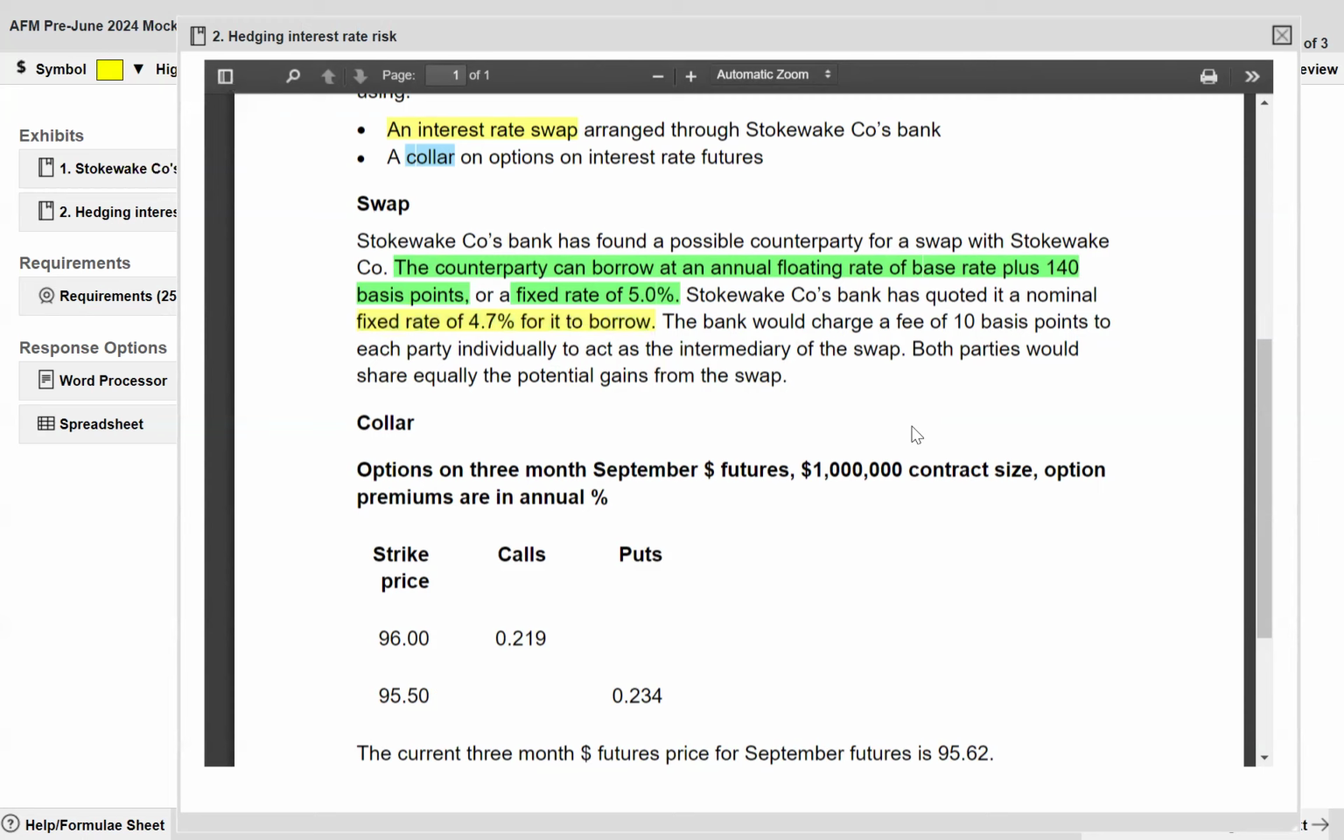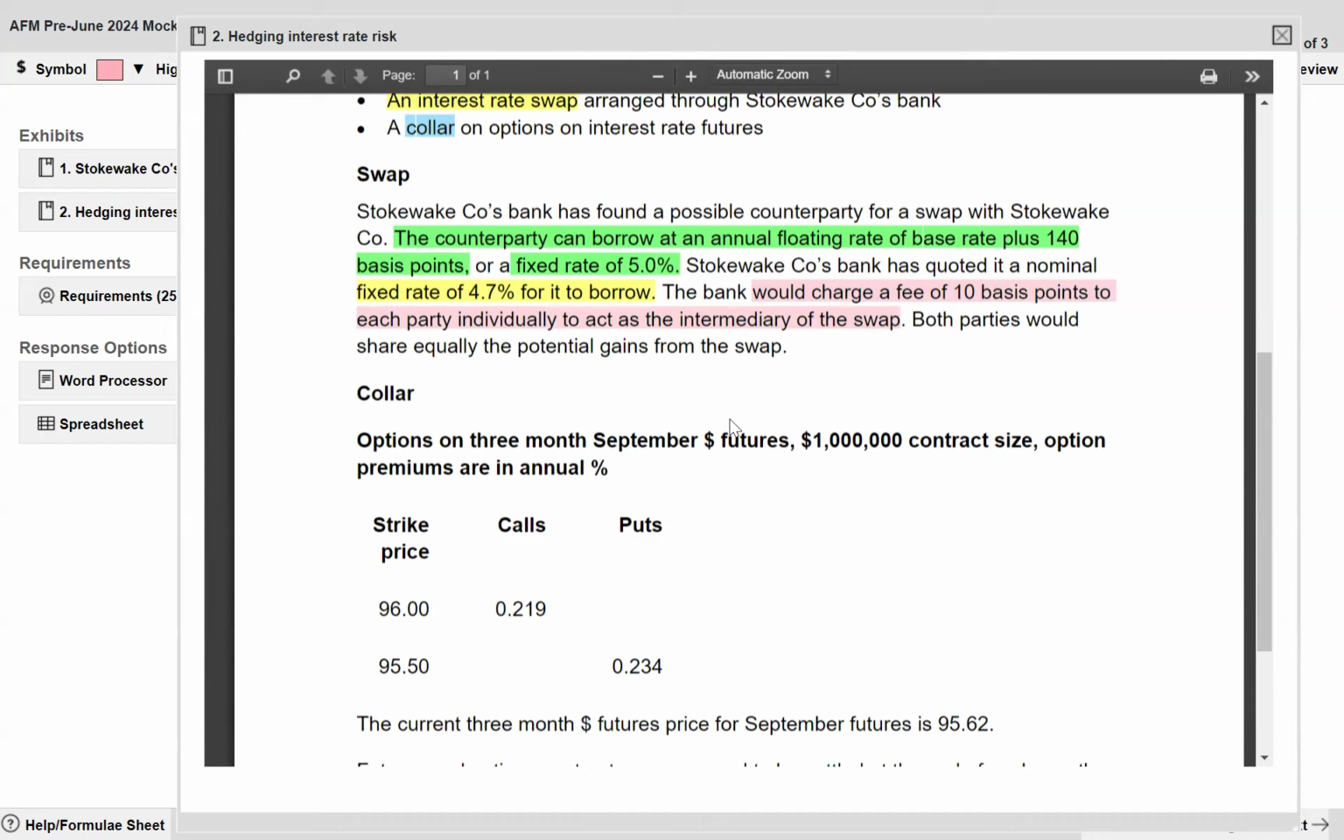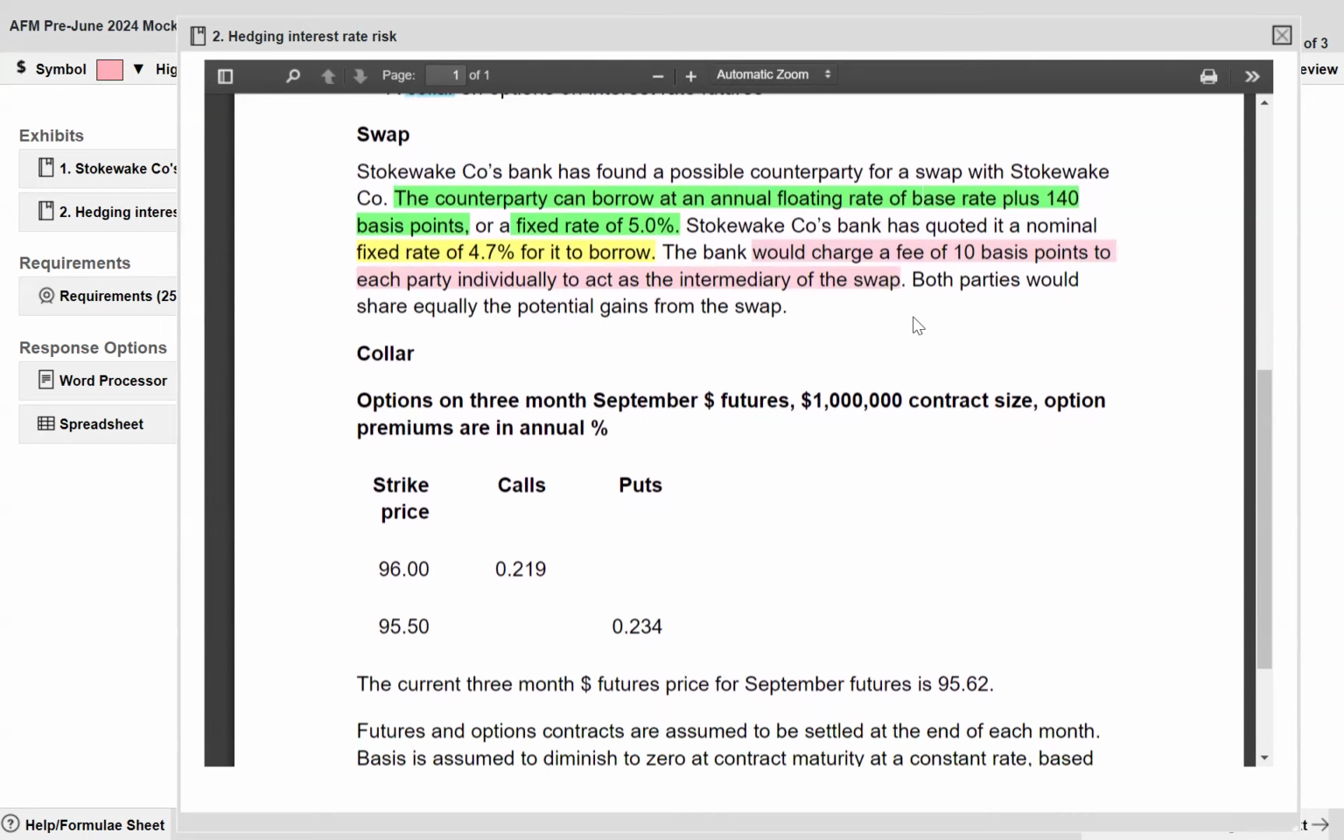The bank would charge a fee of 10 basis points to each party individually to act as the intermediary of the swap. So there is a charge for the service of being intermediaries. Both parties would share equally the potential gains from this swap. That is also important. Usually that's what happens, so even if they don't tell it to you, that's what you assume. So that's the swap.